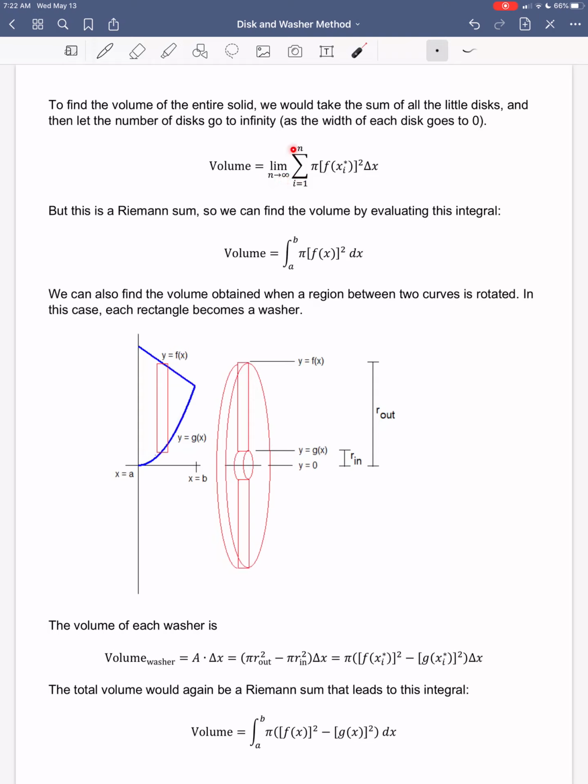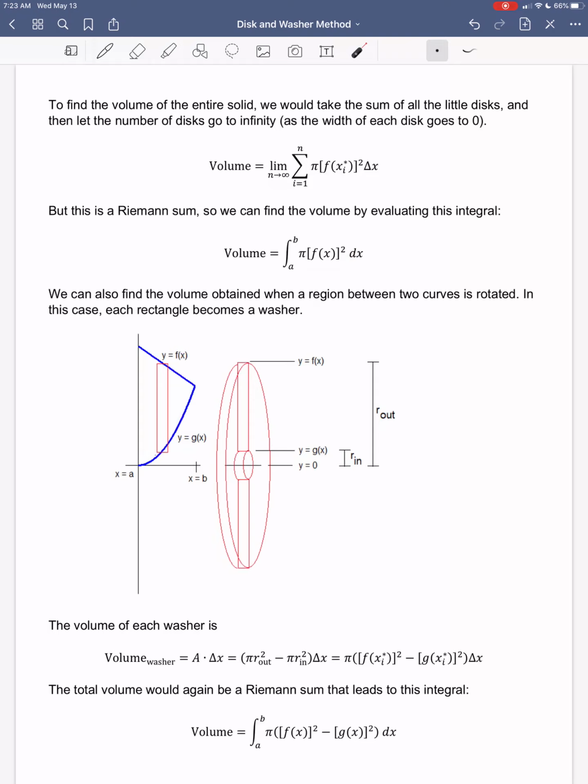And so this thing, though, is a Riemann sum. And Riemann sums turn into integrals. So to find this limit, I would evaluate the integral from a to b of pi times f of x squared dx. And that's the underlying formula for this.